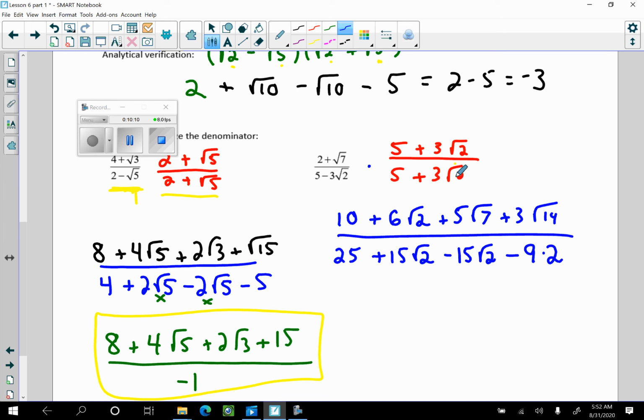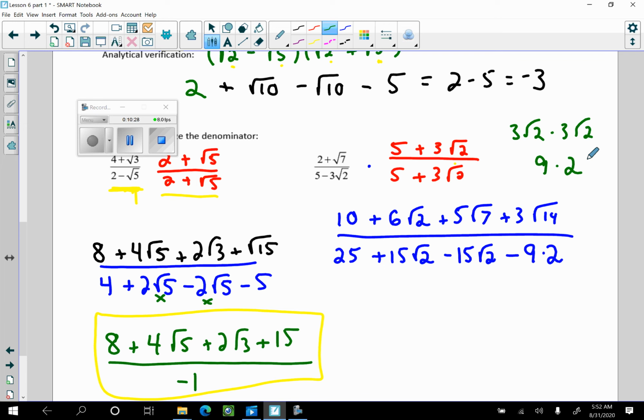3 times 3, and a lot of people have a hard time seeing that. I'm going to write it up here. If I have 3 square root of 2 times 3 square root of 2, it's going to be 3 times 3 is 9. Square root of 2 times square root of 2 is 2. So that number is going to be 18 there.